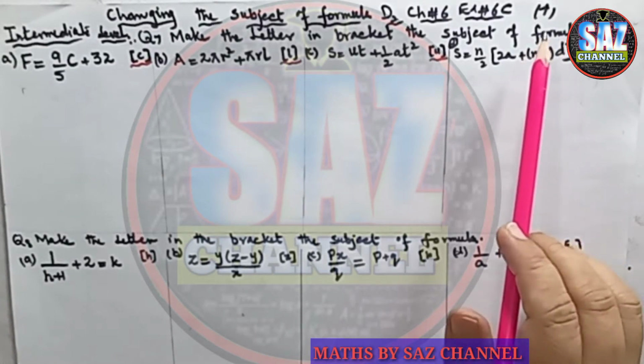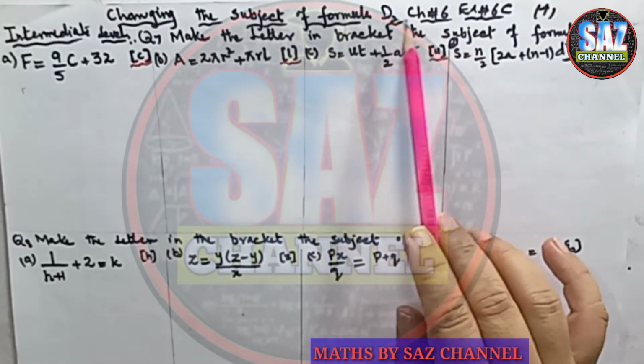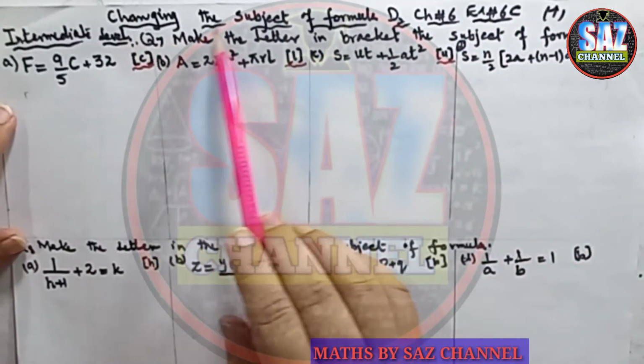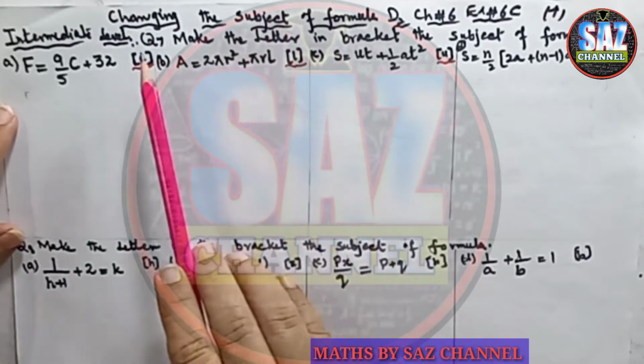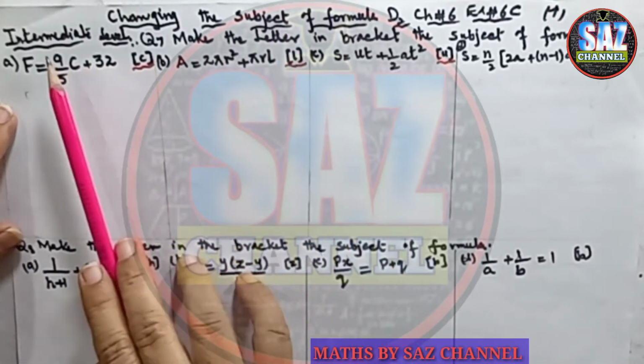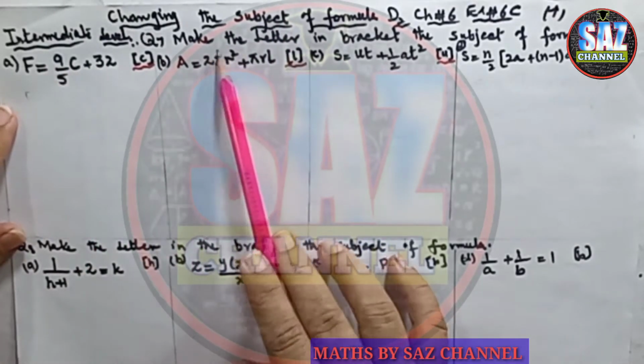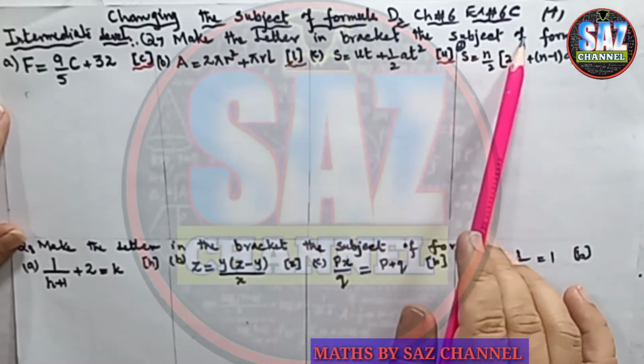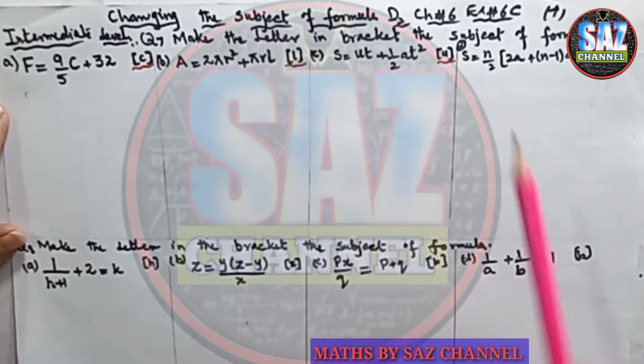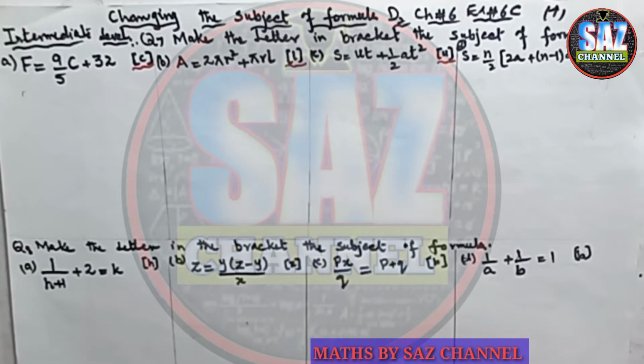This is my fourth lesson of D2 chapter number 6, that is about changing the subject of formula. In this lesson I'll solve question number 7 intermediate level that says make the letter in the bracket the subject of formula. What is the meaning of the term subject of formula?